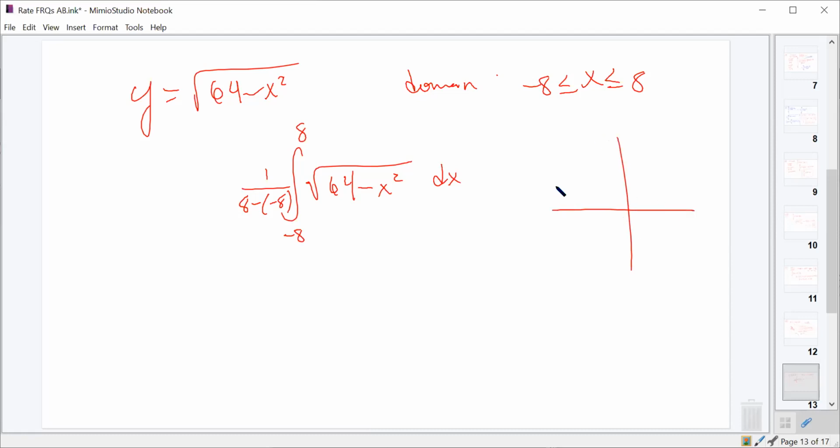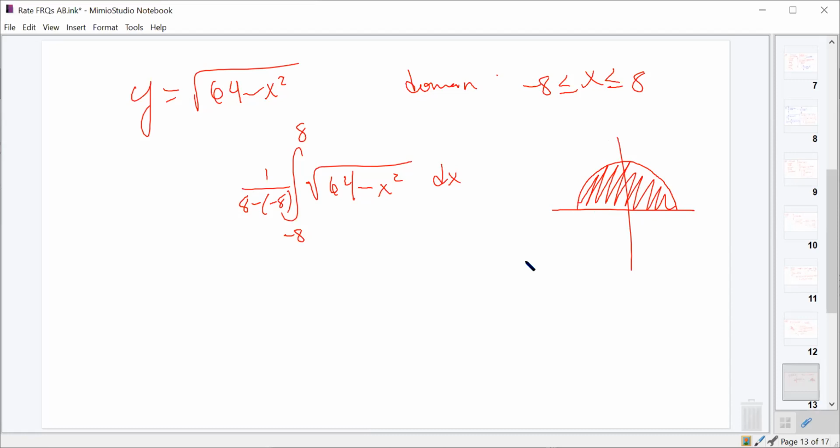But what you do know, at least you should know this, is that root 64 minus x squared is just a semicircle. It's the upper half of a semicircle. This is the square root of r squared minus x squared. We've talked about this multiple times. This is a semicircle, right? So the integral from -8 to 8 of root 64 minus x squared is just the area underneath that curve.